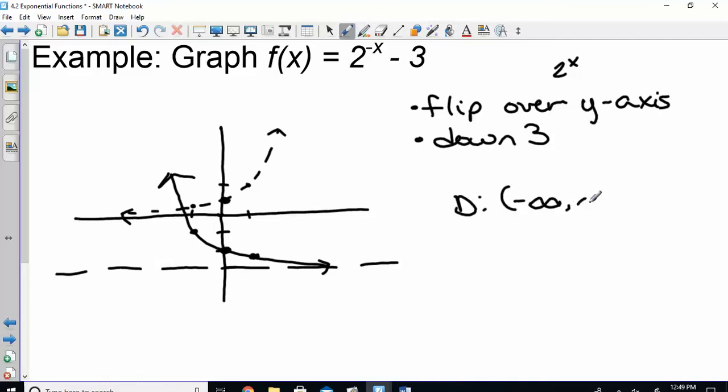What's the domain of that? The range is talking about my y's. What would that be this time? Starting at -3 and going up. All right. Questions so far? So the parent function is just the base of the number. Yep, just the base to the power of x.